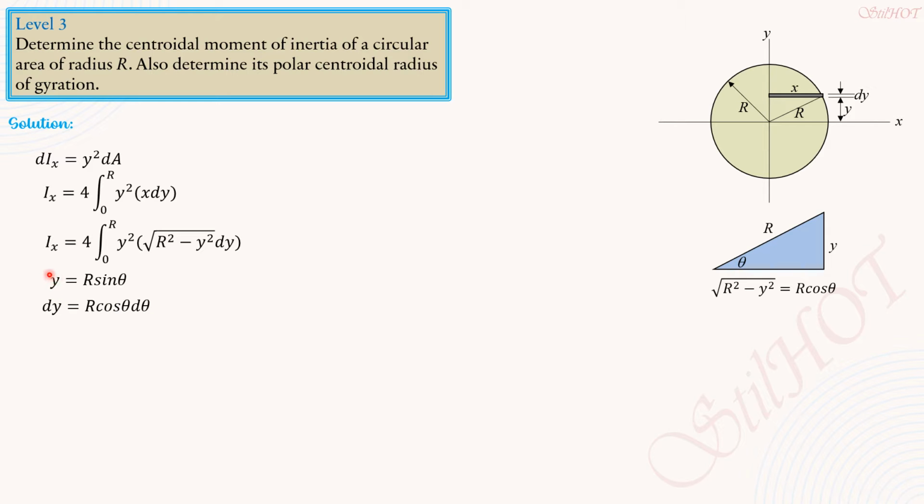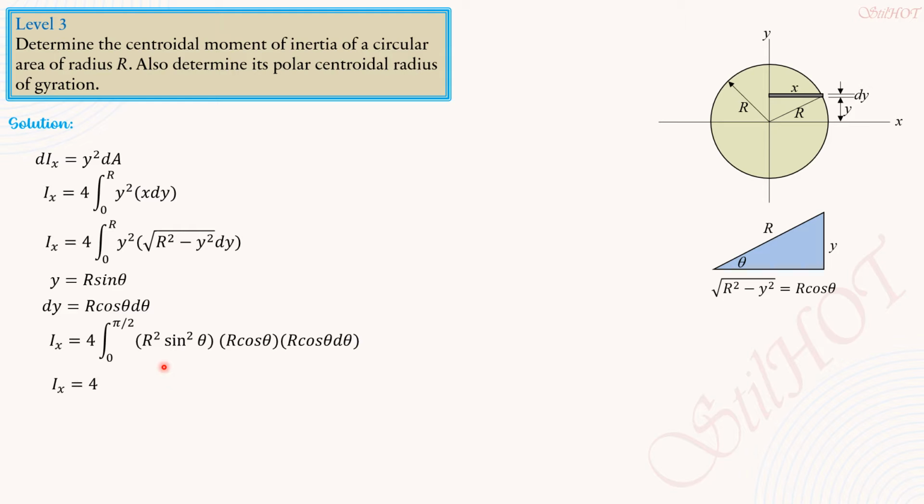And take note that when y is 0, the lower limit, 0 over r is 0. So theta is inverse sine of 0, so the lower limit is still 0 radian. Then when y is r, the upper limit, r over r is 1, and inverse sine of 1 is pi over 2. So we change the limits to 0 to pi over 2. Replace y by r sine theta. So Ix equals 4 times the integral from 0 to pi over 2 of r squared sine squared theta times r cosine theta, and dy is r cosine theta differential theta.